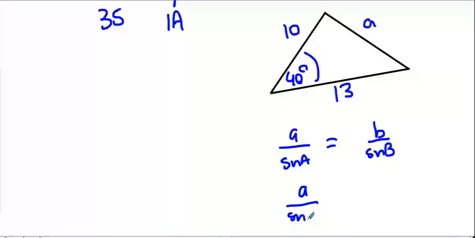Now is it possible? a over sine 40. And what's the next part then? Which side do you want to pick, 10 or 13? And what's the problem with picking 13? You don't know the angle that's opposite 13, do you? Do you know the angle that's opposite the 10? No. You're out of options. Quite simply, the sine rule isn't going to work for you because you're missing two different parts. So you're going to go back now and you're going to try and use what's called the cosine rule.